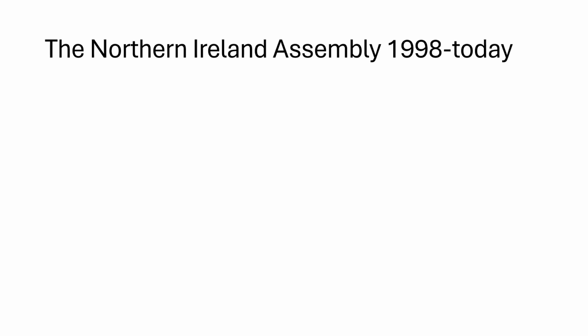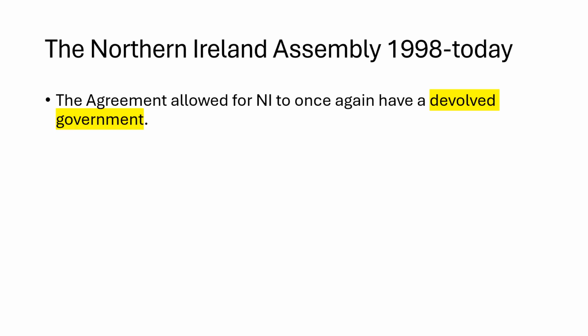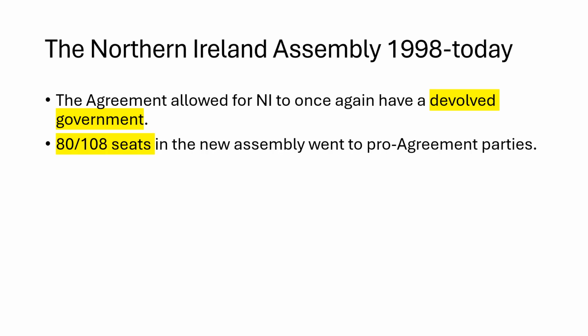In terms of how this has impacted today, and this is literally the last slide you'll look at for the entire of Northern Ireland and the entire of Year 11 GCSE history, so long as you're revising ahead of this test to make sure that you don't have to repeat next year. The agreement allowed for Northern Ireland to once again have devolved government, so Northern Ireland can once again have its own government in charge, which hadn't been the case since 1972 when direct rule was introduced.